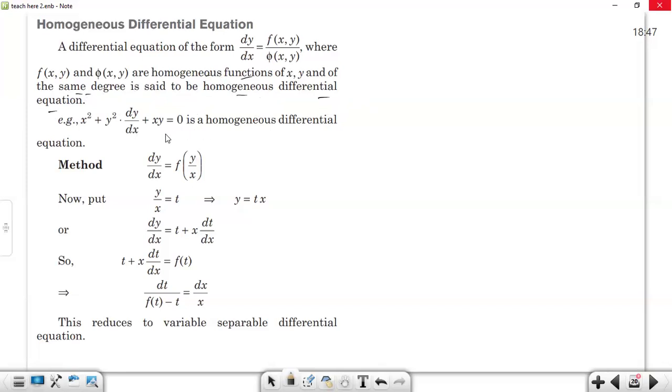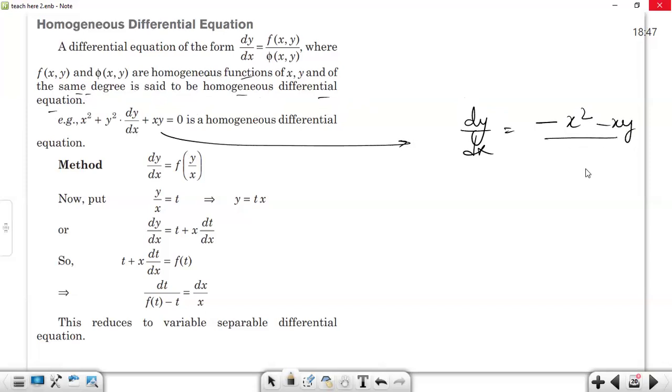Here, if you understand this example, if you solve for dy over dx, it will become minus of x square minus xy divided by y square. So the degree of this is 2. The degree of this is 1 plus 1, like we are discussing the degree of variables, so degree of x is 1 and y is 1, this is also degree 2. And here is also degree 2. So basically this is a homogeneous differential equation. That's how we test it.